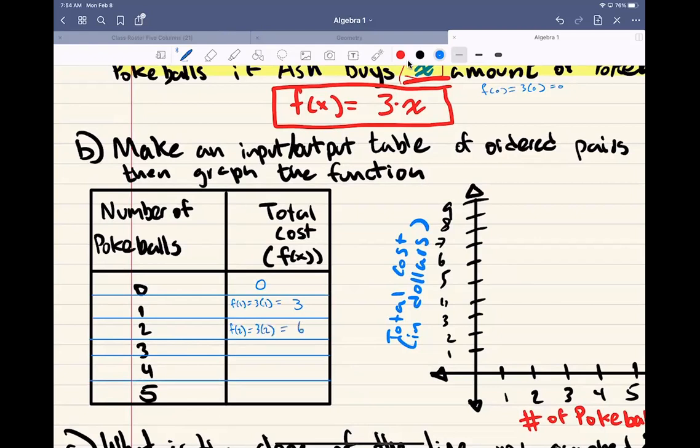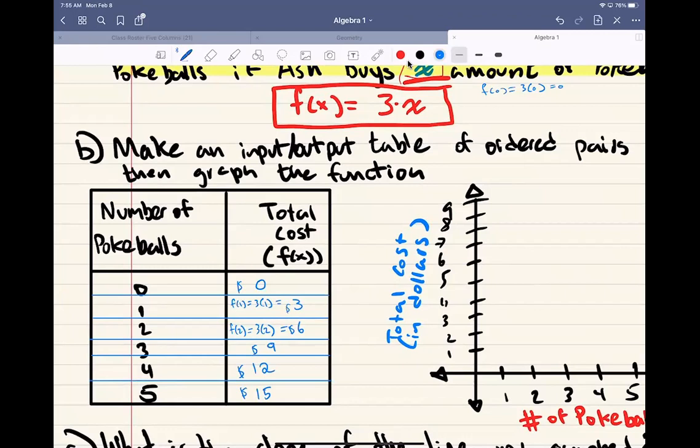And then if you keep following it, what happens if you buy 3 Pokeballs? That's 3 times 3, which is 9, right? And then if you buy 4, that's going to be $12. And then you buy 5 Pokeballs, it's going to cost you $15, right? This is all in money, by the way. So depending on the amount of balls you buy, the price is going to be different. All right.